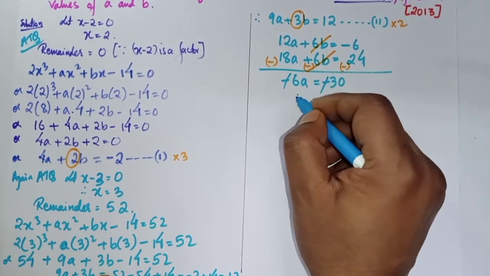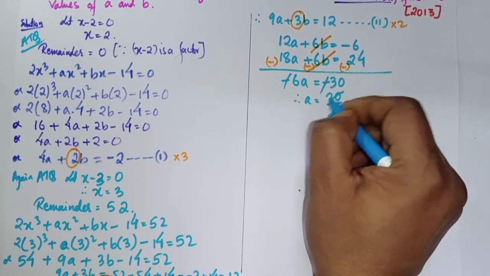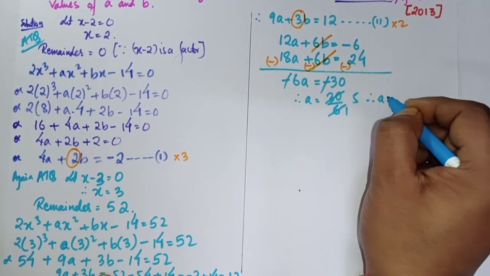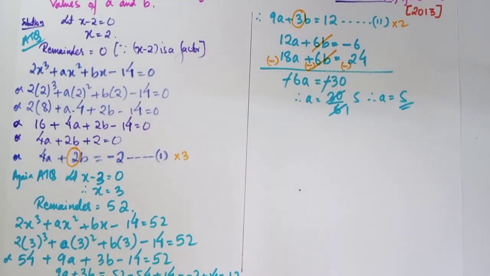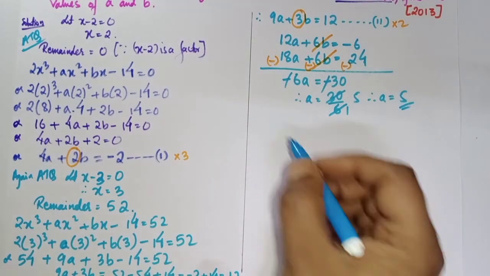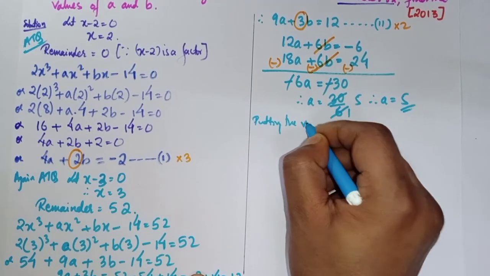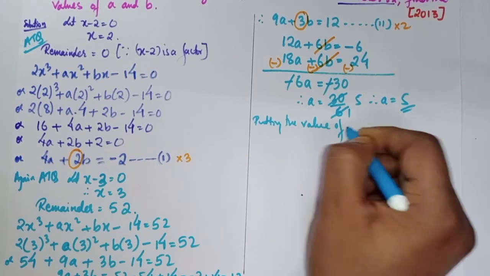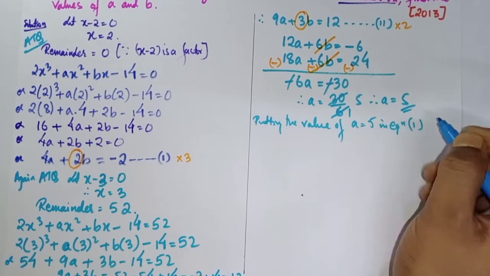So a is equal to 30 divided by 6. 6 1s are 6, 6 5s are 30. So therefore a is equal to 5. So I got the value of a. Now what do I have to do in the next step? Putting the value of a equal to 5 in equation 1.